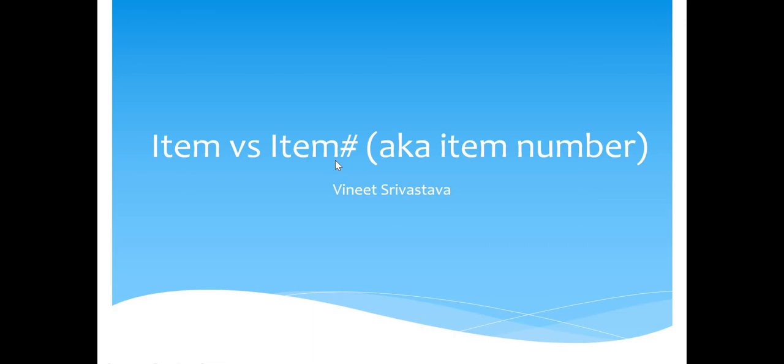Now, remember, these are both list functions. And this item hash is really called item number. So these are both list functions which have a very distinct meaning, and it's important to understand the difference between these two so that we can use these correctly.